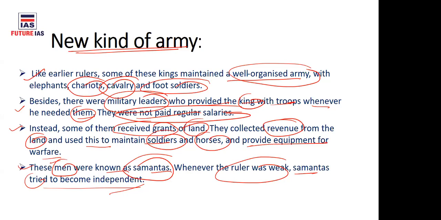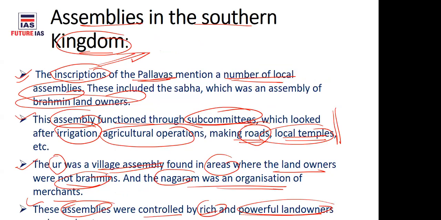And there were assemblies in the southern kingdom that we have also studied. Through the inscriptions of the Pallavas, we came to know that there were local assemblies which generally consisted of Brahmin landowners. These assemblies used to work through subcommittees. These subcommittees used to look after irrigation, agricultural operations, roads, local temples, etc.